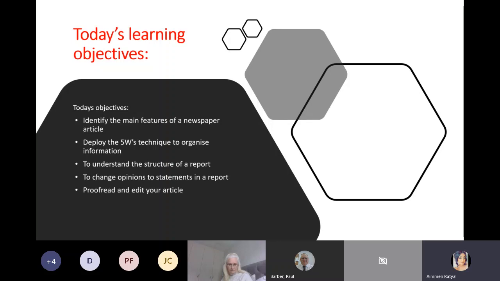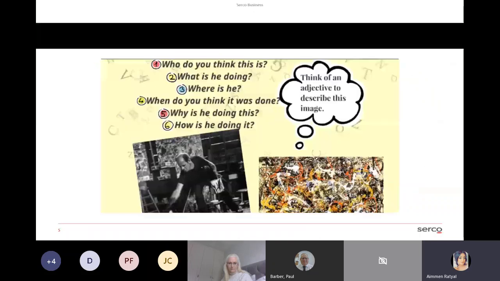to change an opinion to a statement in a report, proofread and edit your article. And that's for your report as well. So obviously, whenever you finish any work, it's vital to proofread. But again, I'll go through that shortly.